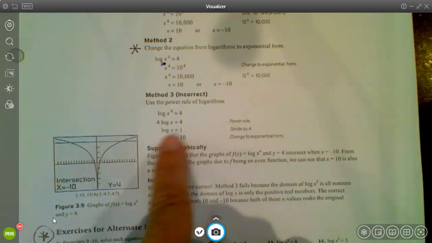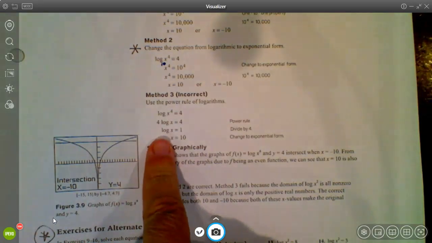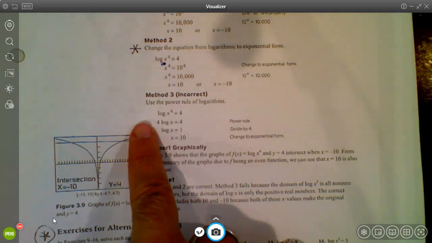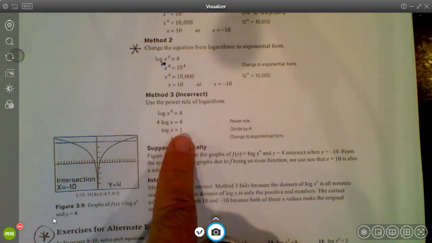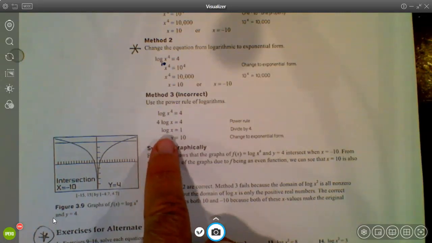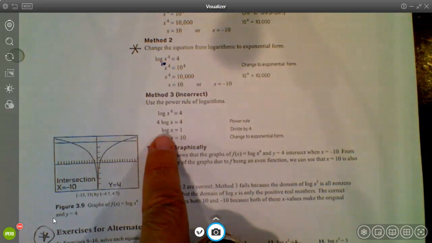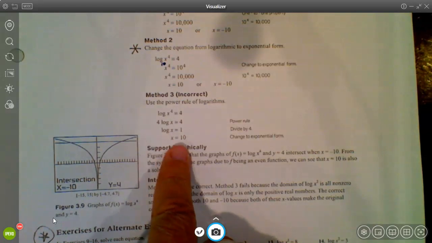One other thing that's kind of good to look at is they pointed out an incorrect method for solving, and they said, what if we use the power rule? What if I moved that 4 to the front, divided both sides by 4, and that put me here, and now changed it from log form into exponent form. So it became 10 to the 1st power equals x. Well, that's just 10 equals x.